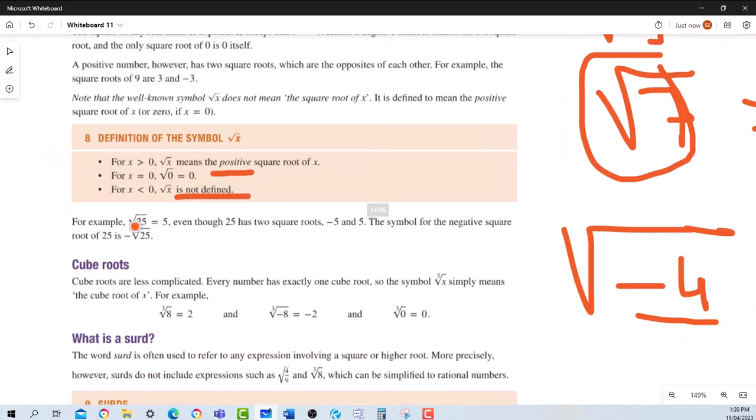For example, the square root of 25 is equal to 5, even though 25 has two square roots, minus 5 and 5. The symbol for the negative square root of 25 is minus the square root of 25.